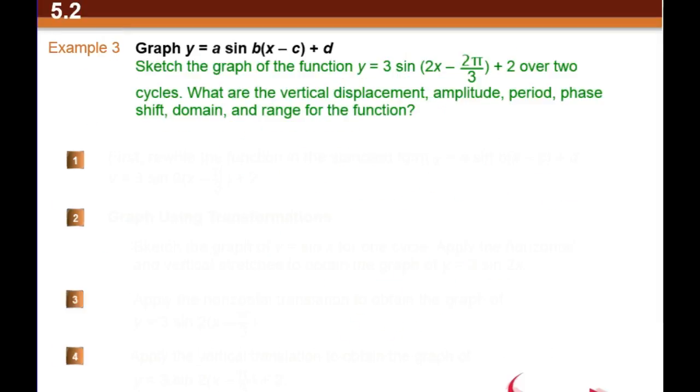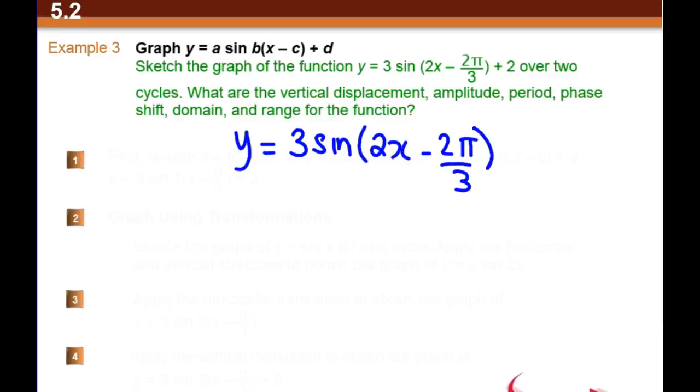Okay, so example 3 is page 241. This equation looks a little bit different just because we have a 2 in front of our x. Okay, so we probably need to deal with that right off the bat. And before, when we had something in front of the x, we had to divide out by it, right? So we are going to divide by this 2.